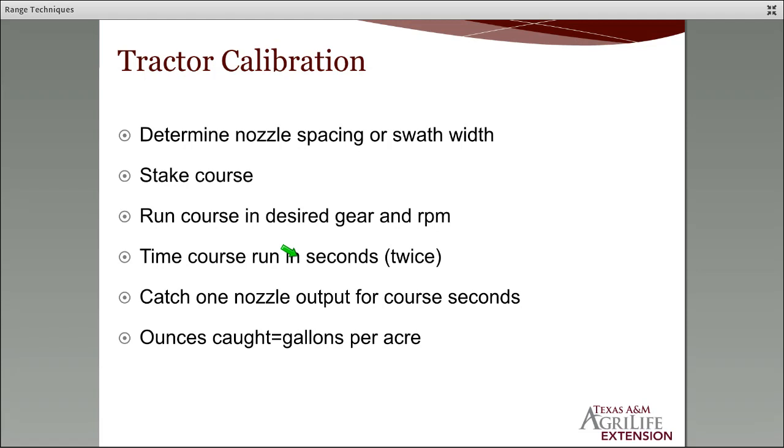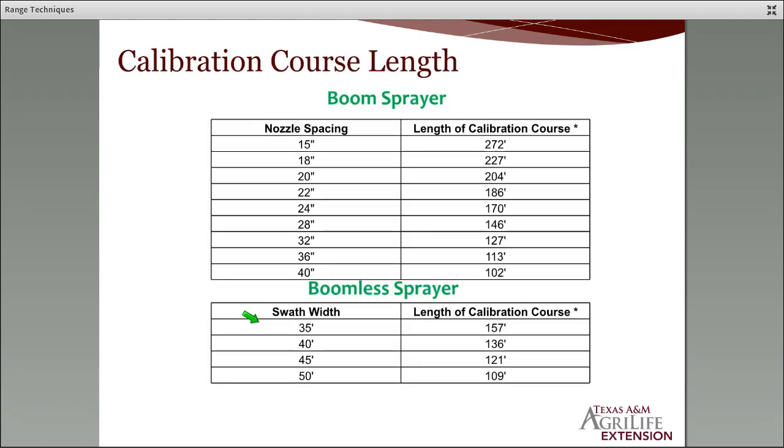Drive that course a few times. Typically, if I'm doing it myself, I will drive there, then I will drive back, and I will average those two together, and that'll be my time. Then I'm going to catch the output of one nozzle for the duration of the time that it took me to drive that course. If you have a boom type sprayer, the ounces that you catch will equal gallons per acre.